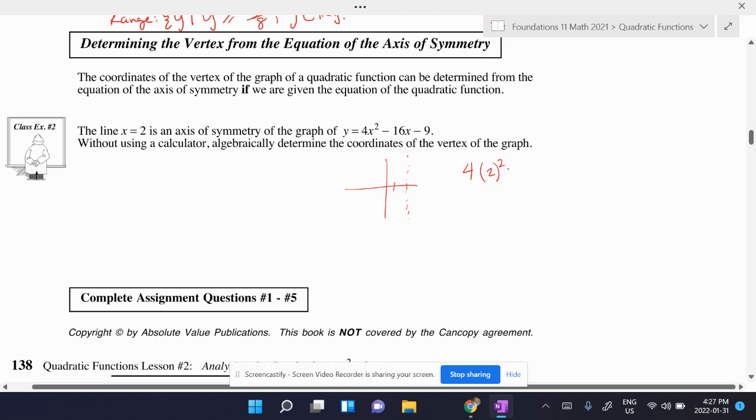So when x is equal to 2, somewhere on this line is going to be the vertex point. I'm simply going to put in 2 instead of x. I think we're going to get y equaling negative 25. So the vertex point is y is equal to negative 25, and x is equal to 2. So the vertex is (2, -25).